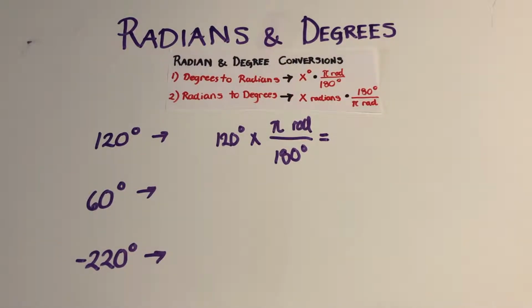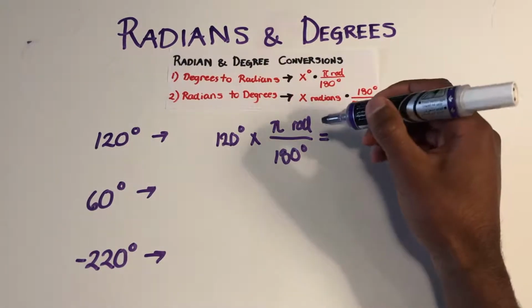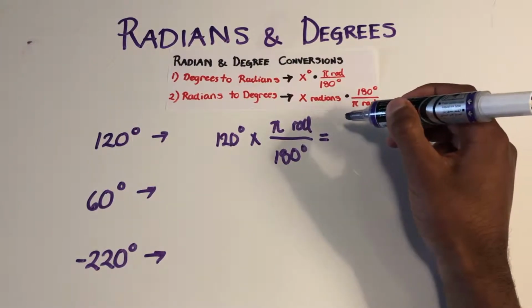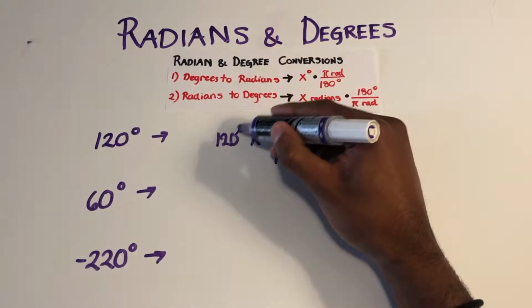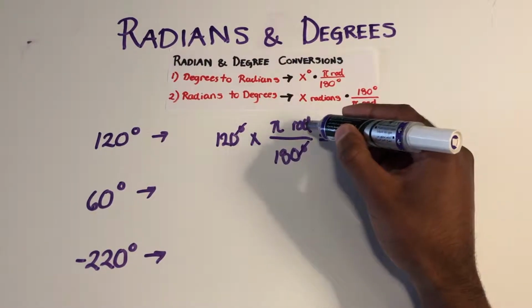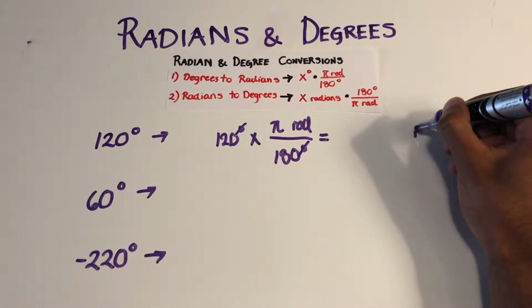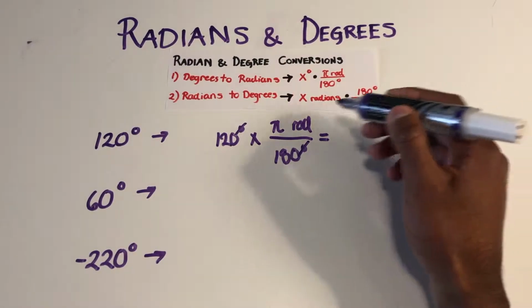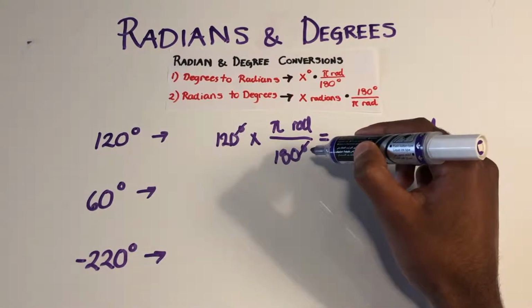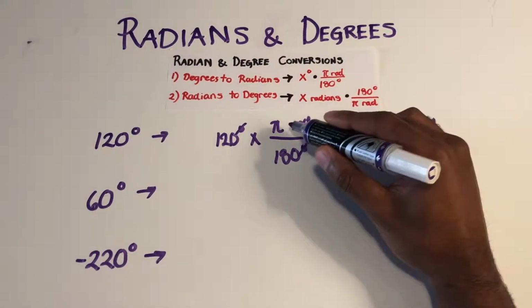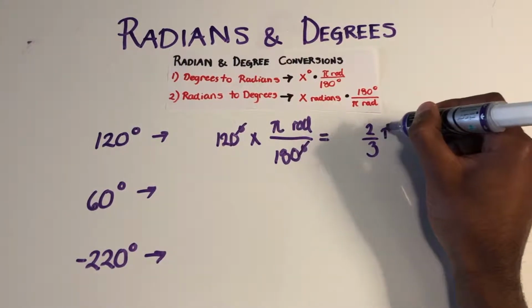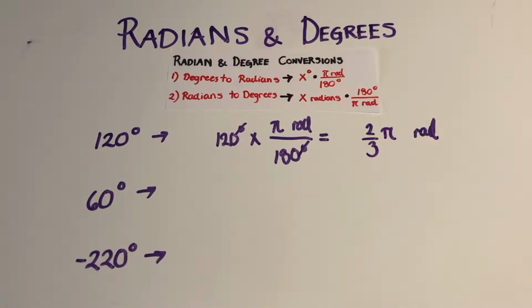Now, since we have our setup, let's continue on with the math. 120 degrees times pi radians over 180 degrees. The degrees are going to cancel, and then we're left with radians as our unit. 120 over 180 is 2 over 3. And then let's not forget our pi here. So our answer is 2 over 3 pi radians.